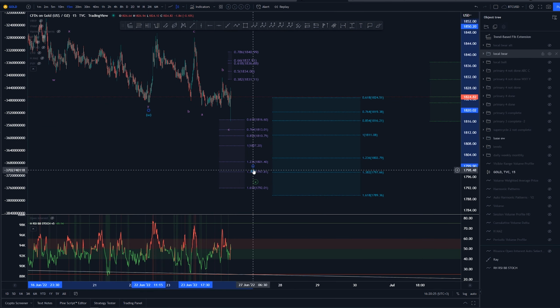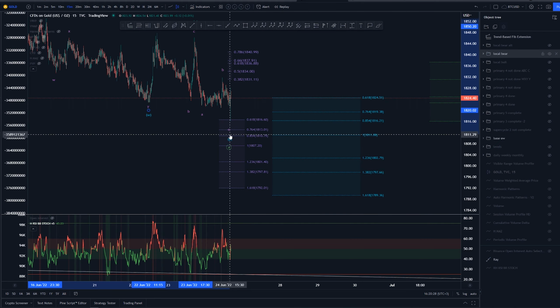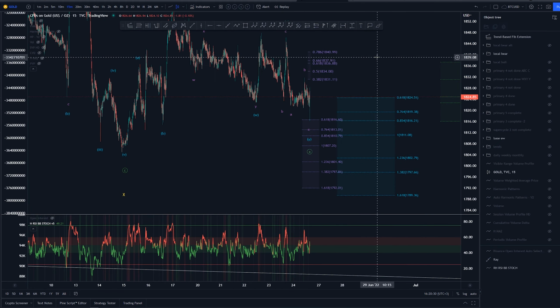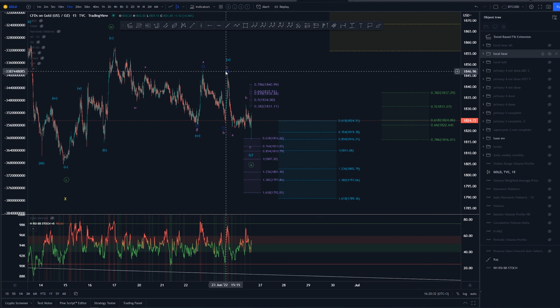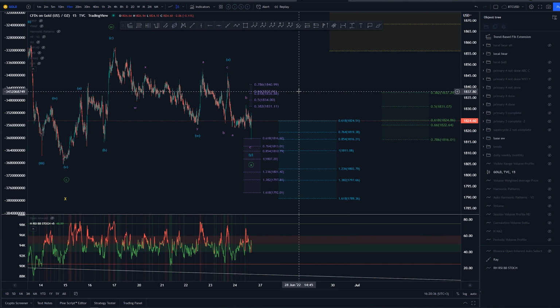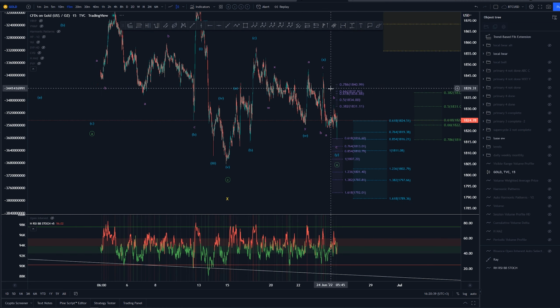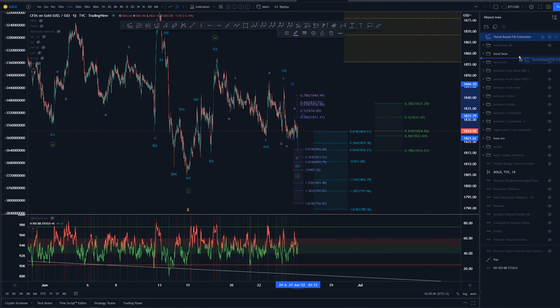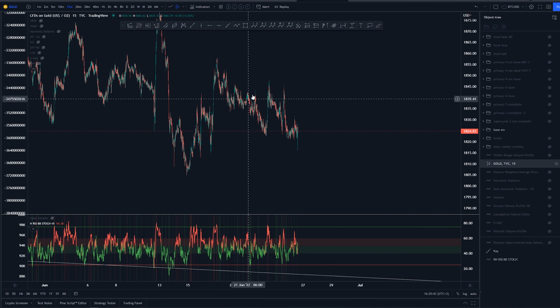I am still short on gold. I definitely would wish this to go lower. It does not really have the right look yet, even though it hit the minimum target here. We'll see what happens though, we'll see. But overall this looks very good to me.